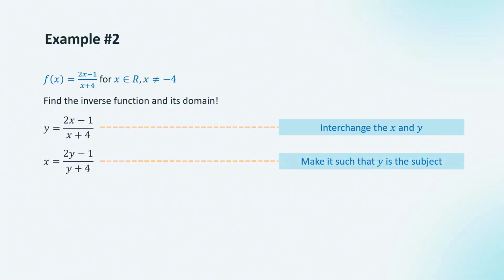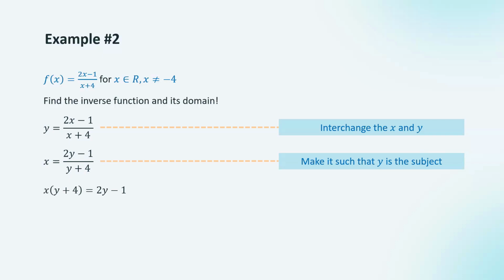Now, usually, if this is the first time you're learning about inverse function, you might be confused on how to make y the subject. Or let's say that you are confused on how to isolate the y on one side of the equation. So the easy step to do this is to multiply both sides by the denominator. Or you can cross multiply it. So it's going to be like this. x times (y plus 4) is equal to 2y minus 1.